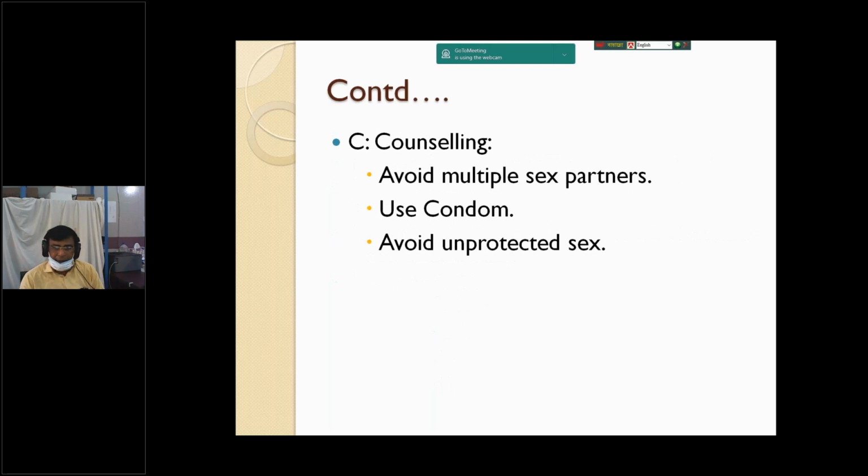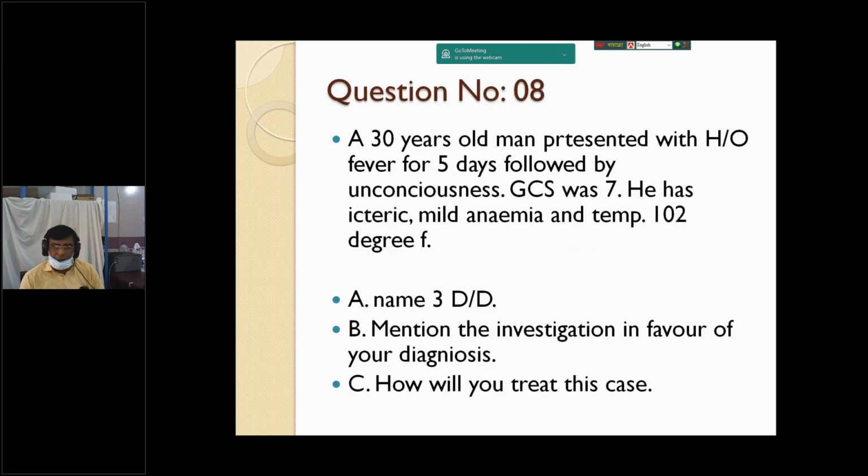And regarding counseling of this patient, we should advise the patient to avoid multiple sex partners, use condoms, and avoid unprotected sex. Now the question number 8. A 30-year-old man presented with high fever for 5 days, followed by unconsciousness. His GCS was 7 and he was icteric, mildly anemic, temperature 102 degrees Fahrenheit. Tell 3 differential diagnoses of this patient.